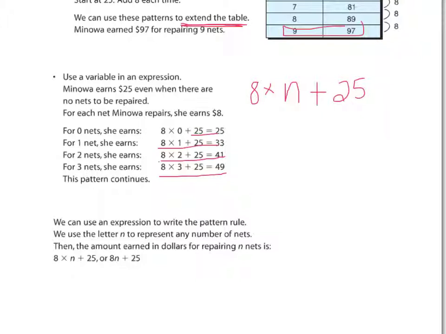We can easily just drop 9 right in there to replace the n. So 8 times 9 is 72, plus 25 equals 97. Much more efficient way of solving the problem.